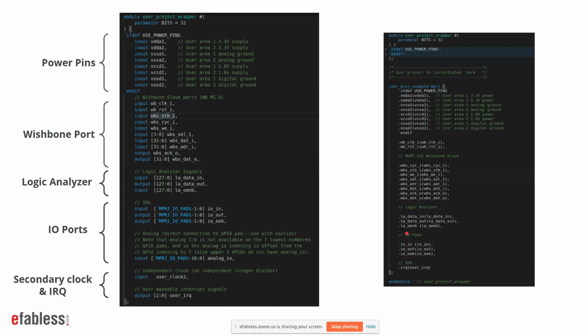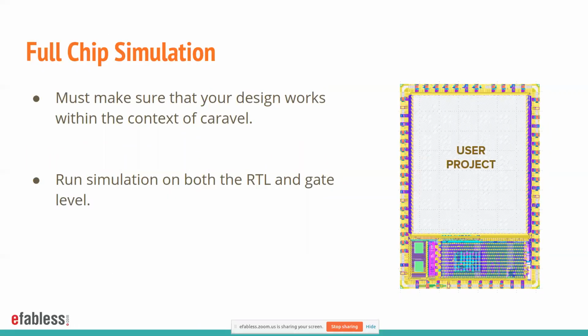So after you're done writing the Verilog code for your design, it is very important that you run full chip simulation with Caravel to make sure that your design works within the context of Caravel. And also after you're done with hardening your design, and if you have your gate level netlist ready, you will also need to run the gate level simulation. And this is to make sure that when your design is placed inside Caravel, it will work correctly.